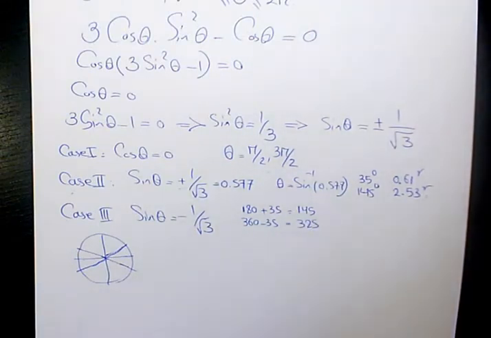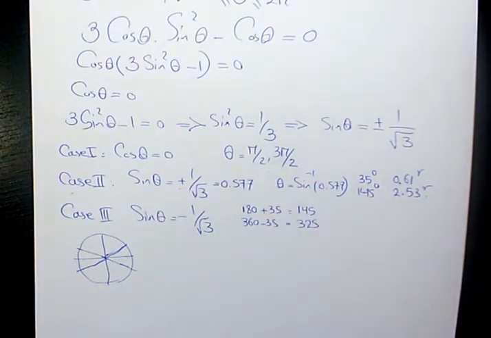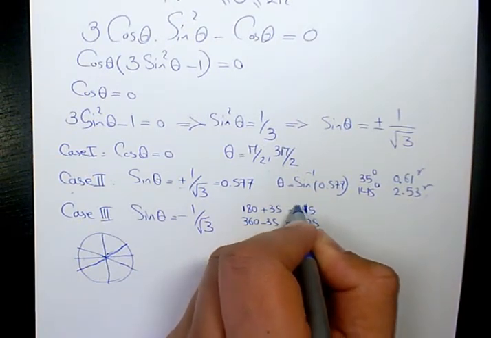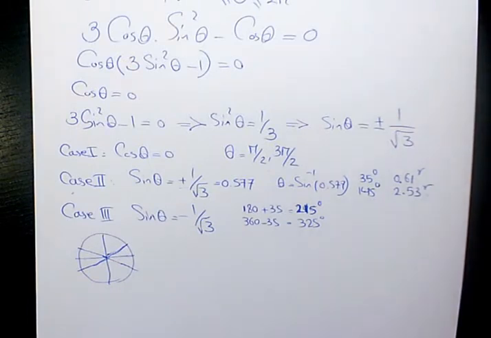Sorry, it's going to be plus, so 215 degrees and 325 degrees. Let me double check. 215, yeah, 360 minus 35 is going to be 325.